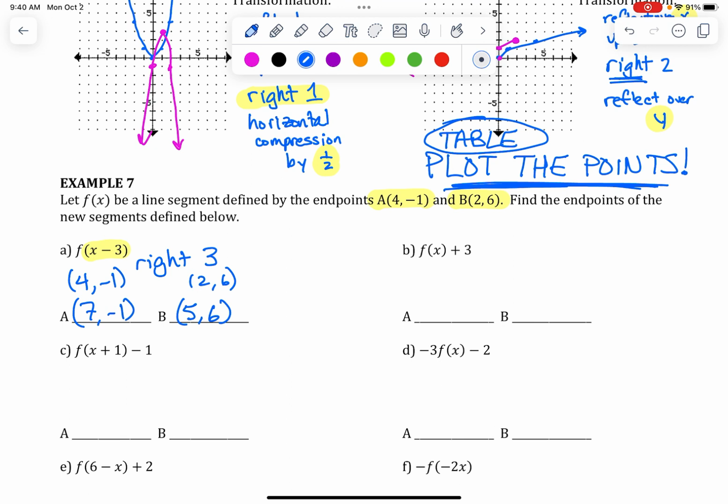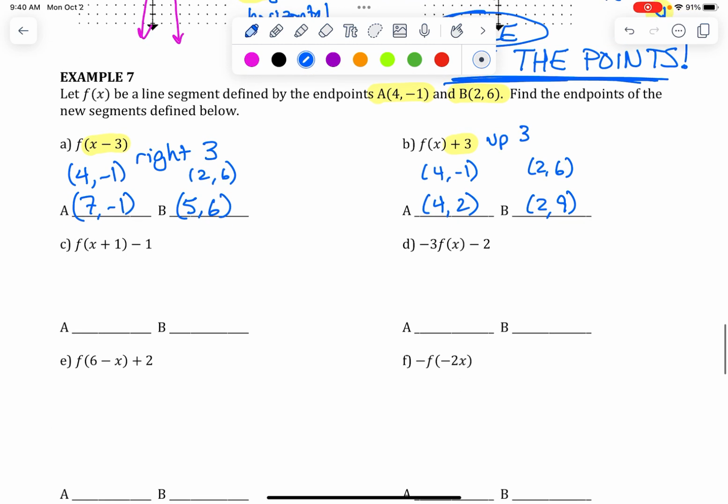Okay? Same thing here. f(x) plus 3 on the outside means it's going to go up 3. So I'm going to take my y values and add 3. So (4, -1) becomes (4, 2). And (2, 6) becomes (2, 9). Okay? Good. Now we will combine them.